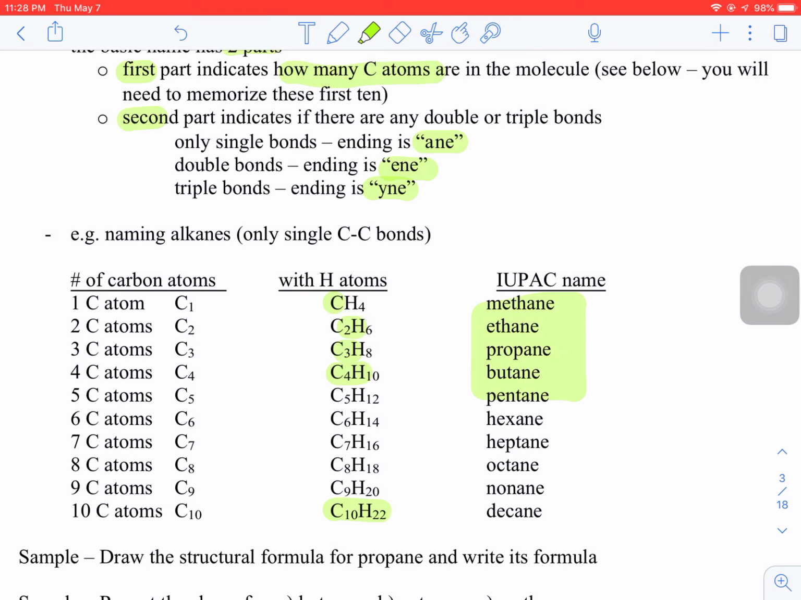Now, the first 4 are different than the ones that we have used previously, right? Previously, we used mono, di, tri, and tetra, right? And now we're actually going to use penta, hexa, hepta, octa, nona, and deca, just like we have historically for 5, 6, 7, 8, 9, and 10. But the first 4 are new. And they're probably the most common ones, so you're going to get used to them pretty fast. But the first one is called methane. Methane is a molecule that has 1 carbon. It has 1 carbon, and it's sharing all 4 of its electrons with hydrogens.